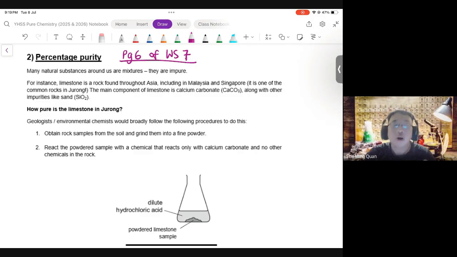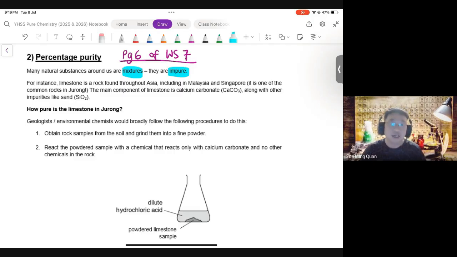If you recall, we went through this word pure when we went through elements, compounds, mixtures earlier on. We have learned that mixtures are impure. And it so happens that many natural substances and materials around us are impure. A very good example is rocks and stones.